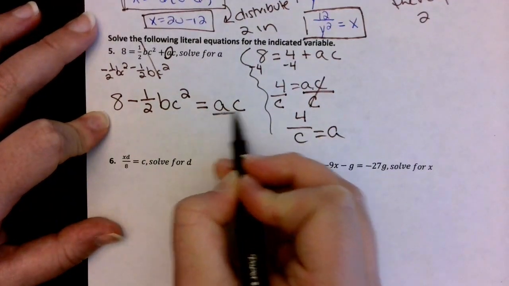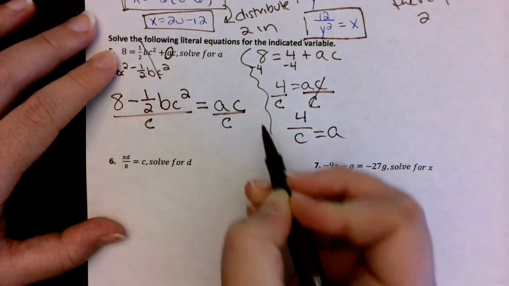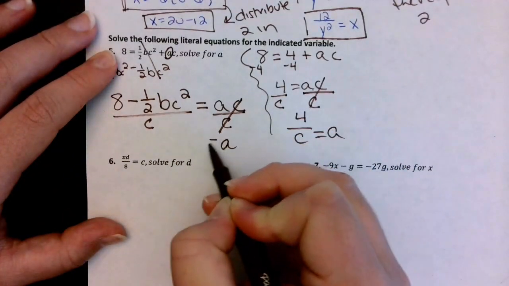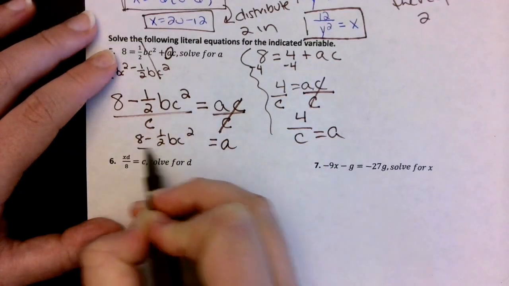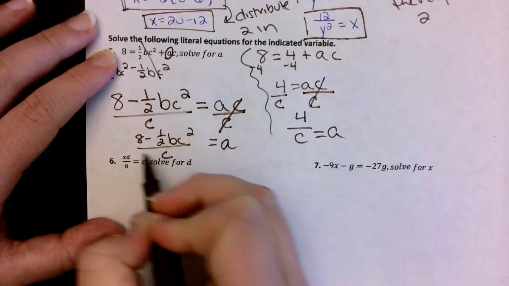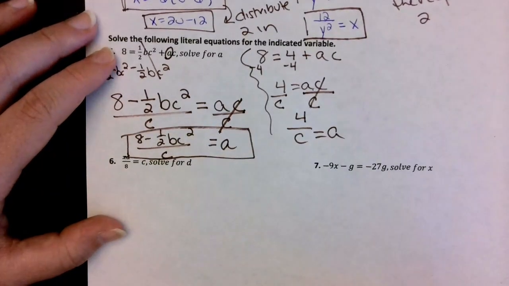So the same thing I'm going to do over here. I'm going to divide both sides by c. This entire left side needs to be divided by c. And now that a is by itself, you need to do no more work, and that is my final answer.